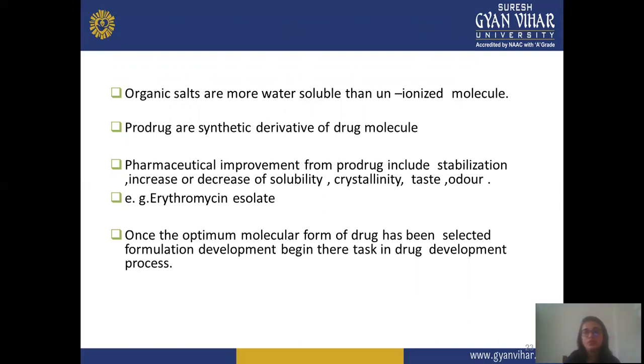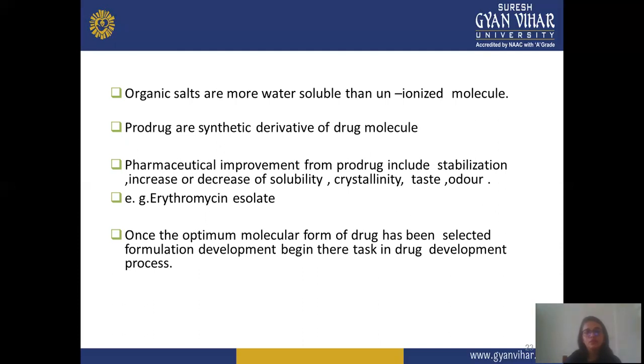And pharmaceutical improvements from prodrugs include stabilization, and increase or decrease of solubility. In this, pharmaceutical improvement means improved stabilization, or increase or decrease of solubility, crystallinity, taste, and odor. Means in this, you consider solubility, crystallinity, taste, and odor. All these parameters depend on the prodrug. If you change your drug into a prodrug and certain properties also change, then the chances are that it improves or increases or decreases the solubility, crystallinity, as well as taste, and other stability problems also. An example of this is erythromycin estolate.